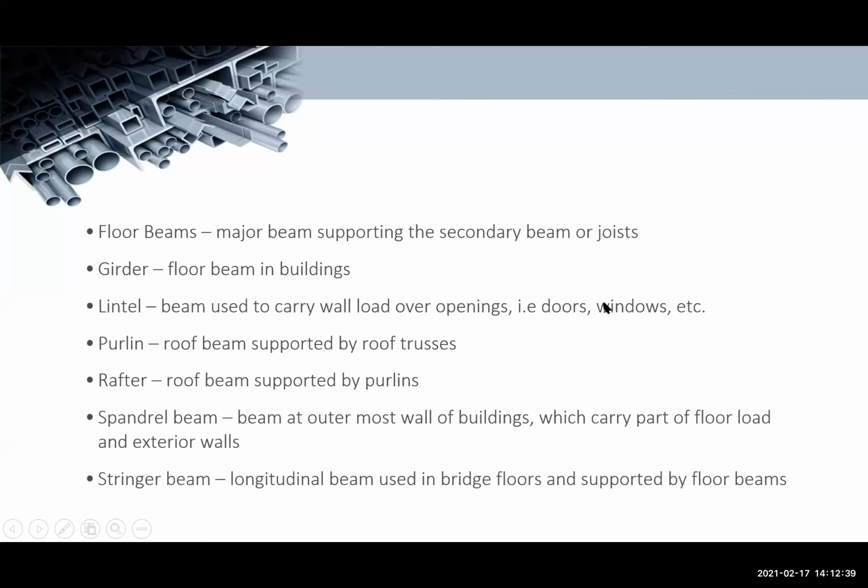Okay, so these are the types of beams. So we have floor beams or major beam supporting secondary beam or joist. Next is a girder beam or a floor beam or a beam supporting another beam. So minsan, di ba, may makikita tayong girder? So they support another beam. So sila yung mas mga malalaking type of beam.